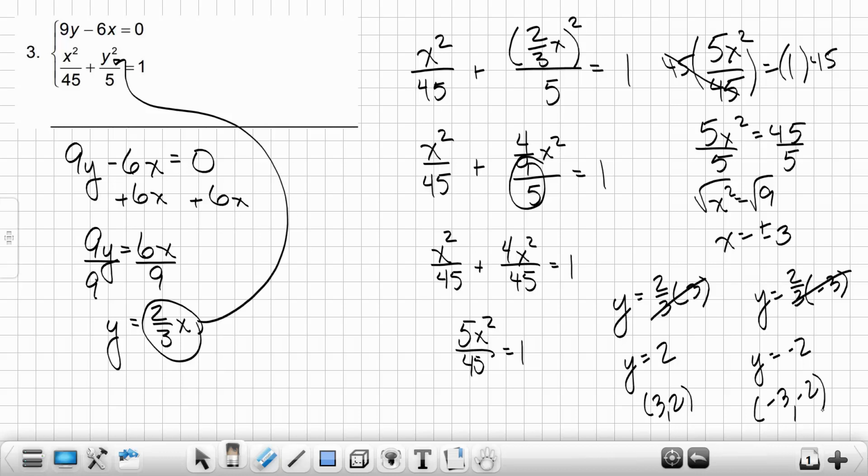So it crossed at 3, 2, and it crossed at -3, -2. Those are the two solutions. Can you graph it? Sure, you can use Desmos anyways. Yeah, I want to see the circle.